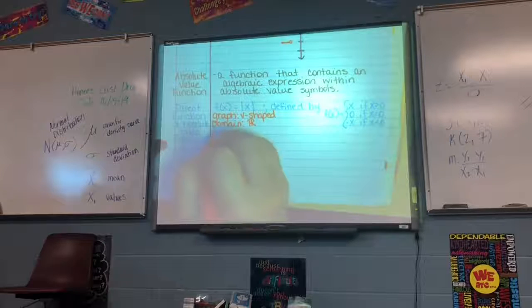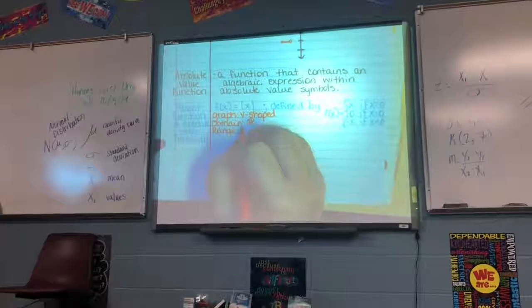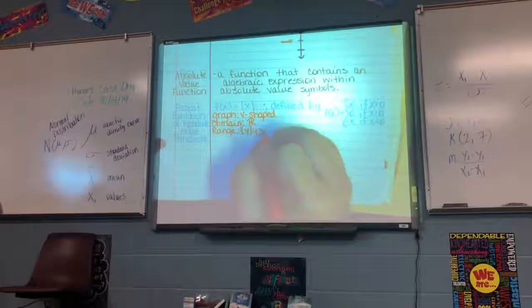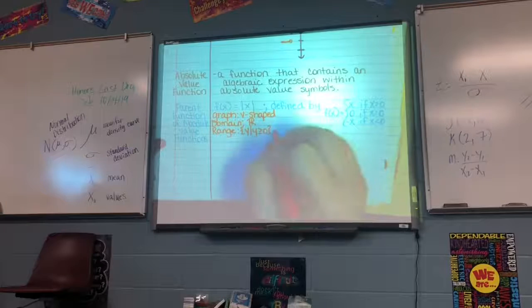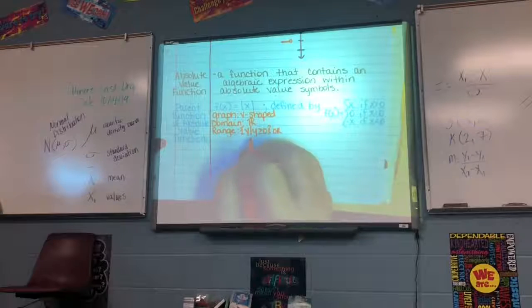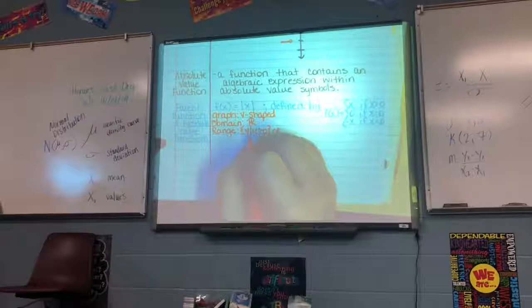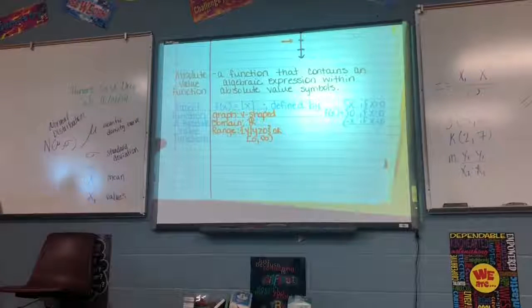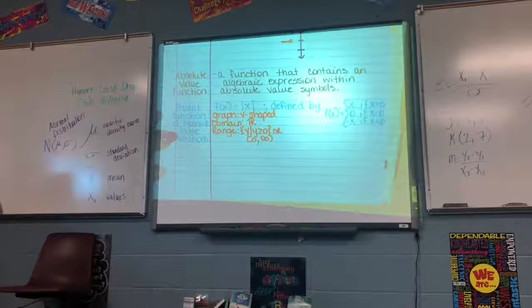The range works just like quadratics also. You could write it as the y's that are greater than or equal to 0, or you could write it in interval notation as all the values 0 to positive infinity. One of the two ways, whichever works for you.